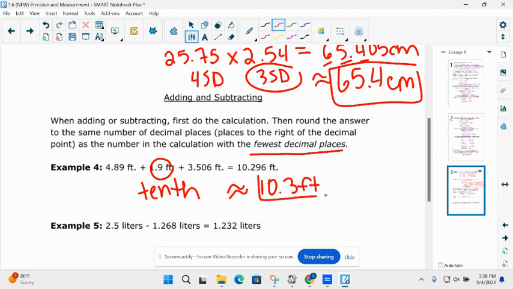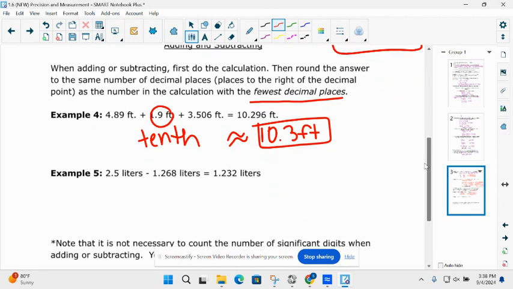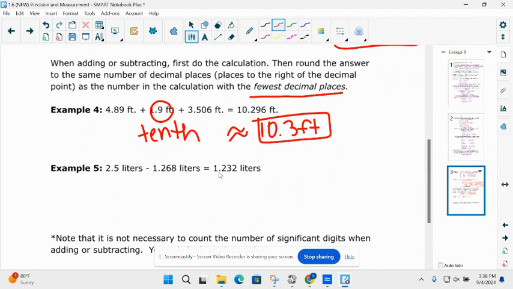Notice we're not working with significant digits here. We're just working with place value when you're adding and subtracting. For example, 2.5 minus 1.268 is 1.232. This number is to the nearest tenth. This number goes to 3 decimal places, so we choose the tenths to round because remember it's about the fewest. We can't give a calculation that's more precise than our least precise measurement. That's the idea behind choosing the least precise measurement here. So that would be 1.2 liters.